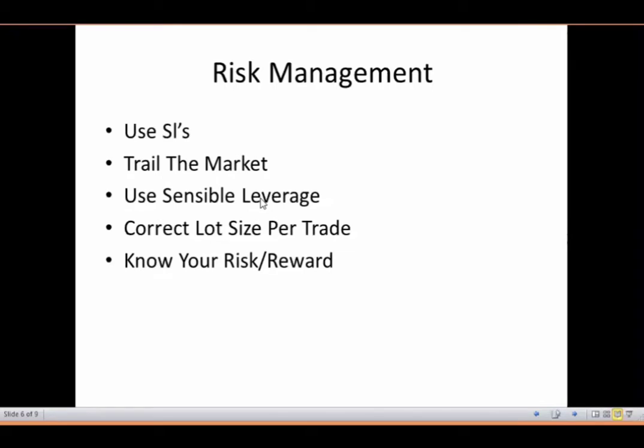Don't use leverage that's too high for your account when you're a beginner. It doesn't make sense, guys, because you're going to lose money even faster. And you need to use the correct lot size for every single trade.